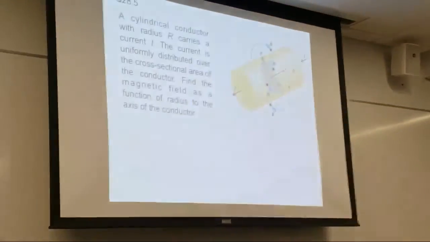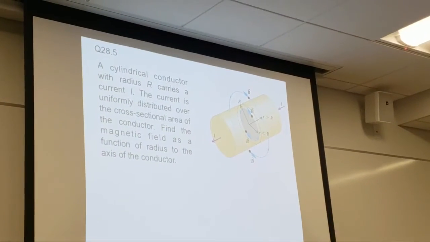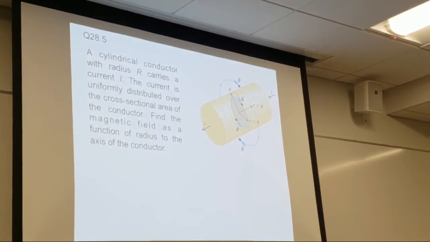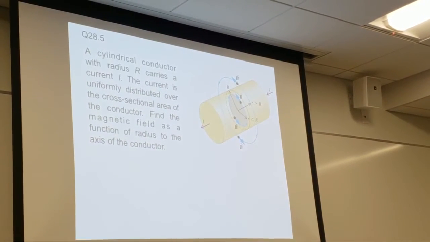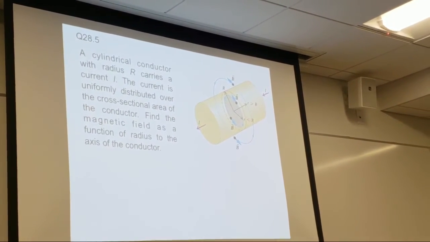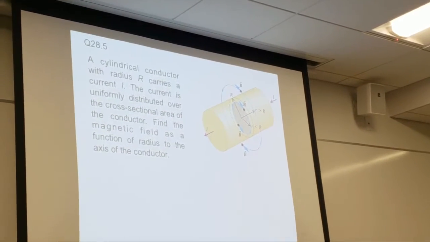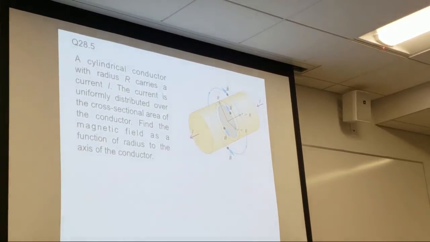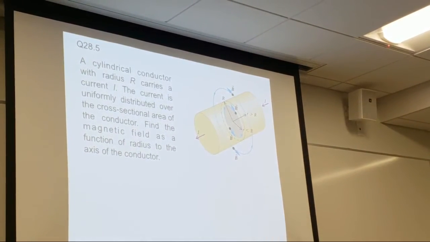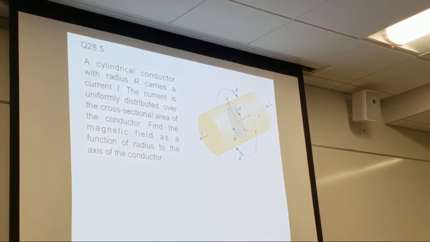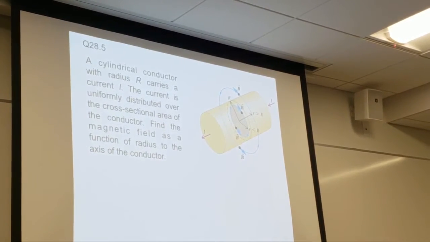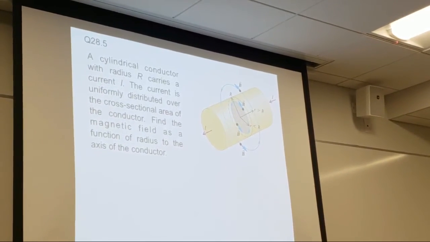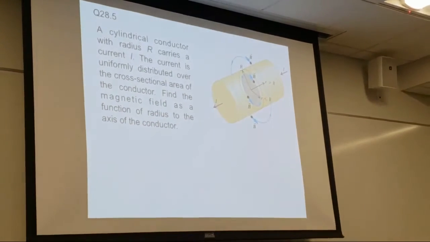Question. A cylindrical conductor with radius R carries a current I. The current is uniformly distributed over the cross-sectional area of the conductor. Find the magnetic field as a function of radius to the axis of the conductor. So first, let's take a path. It's any arc from the center all the way out. Let's start with a radius, a path integral.